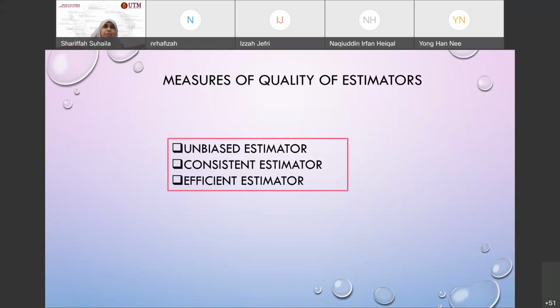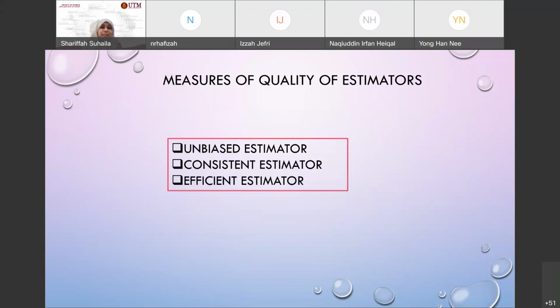And then we proceed with consistent estimator. Consistent estimator is when we have a large sample, so n approaching infinity. It will be consistent if it converges in probability. So that means if the value of your estimator converges in probability, it will become a consistent estimator when we have n approaching infinity, for large sample size.